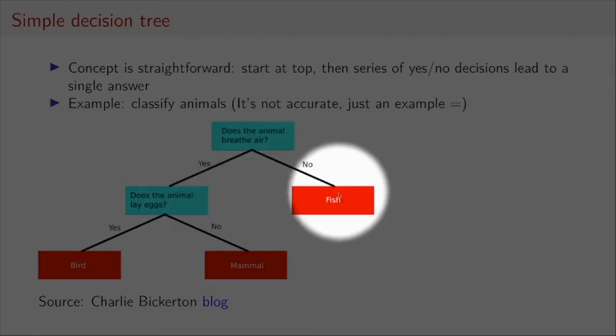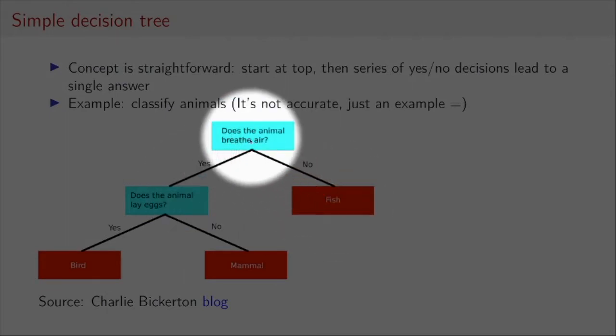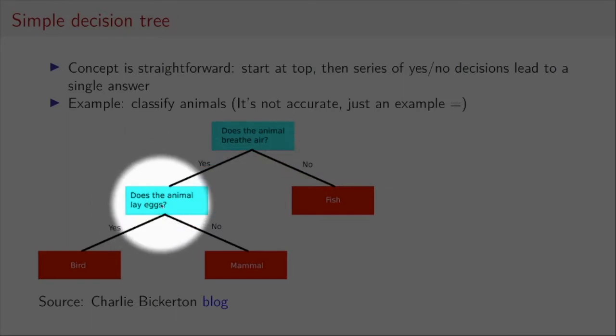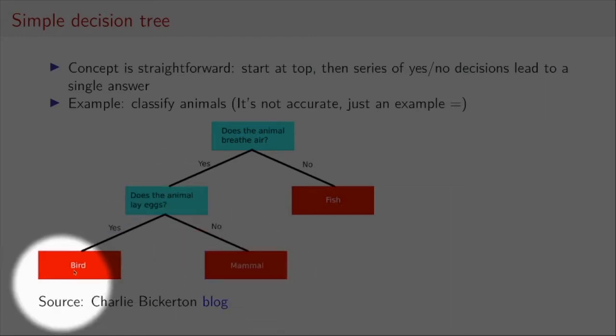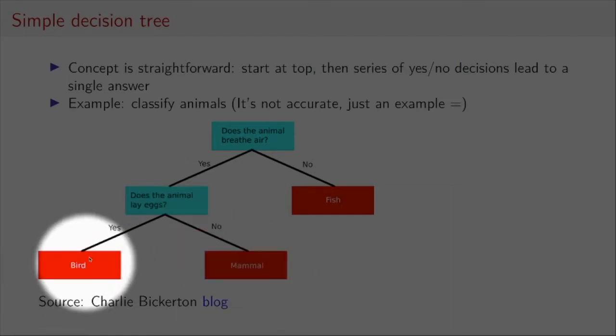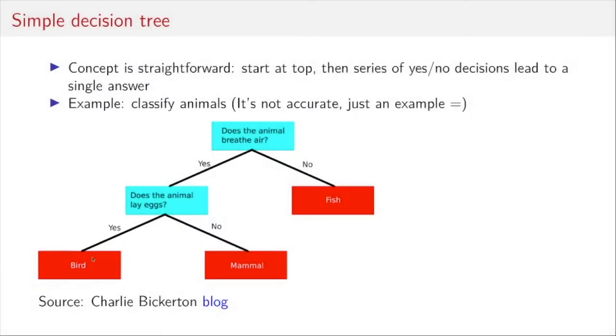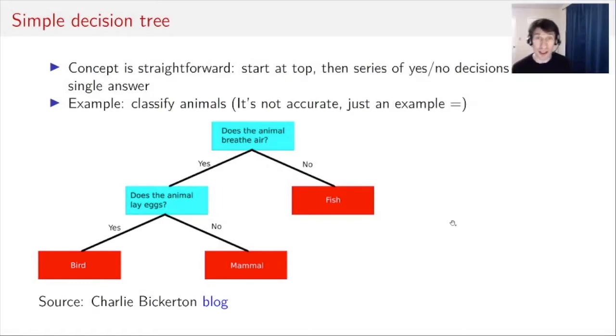If we say it does not, then we say it's a fish. If we say it does, we ask the following question. The following question is, does the animal lay eggs? And then if it says no, we say it's a mammal. And if it says yes, we say it's a bird. And yes, I know that's not accurate. There's also reptiles and stuff. But for the sake of argument, let's say this is a decision tree. That works. So this is how all decision trees function. And this principle is at the basis of all these very powerful machine learning techniques that we're going to talk about today.